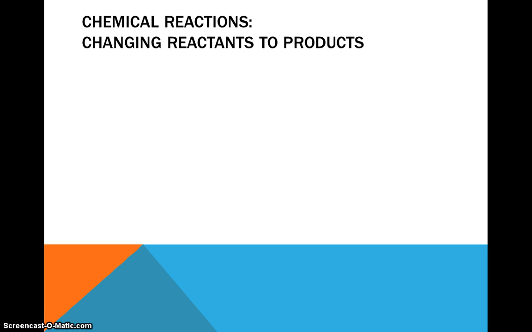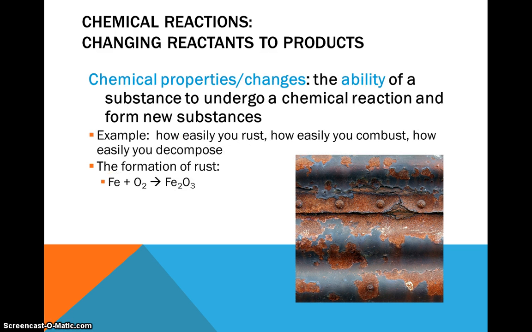So if a physical property is a physical appearance, and a physical change is altering a physical property, a chemical change then is going to alter the chemical composition. So chemical properties and changes are all based on the ability of a substance to undergo a chemical reaction and form new substances. And that's the really important part of this definition, is we are making new stuff out. So our compounds are going to be chemically different at the end than from what we started with.